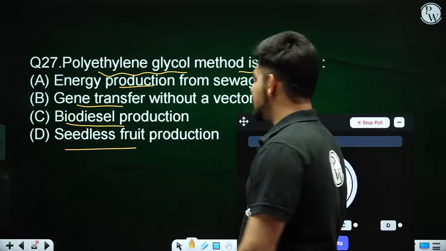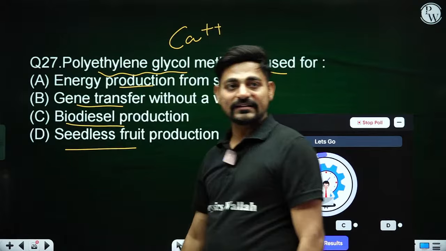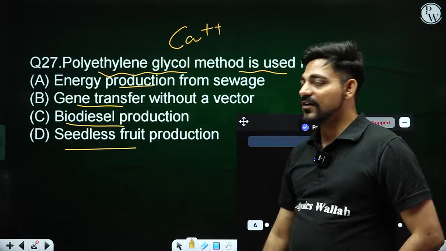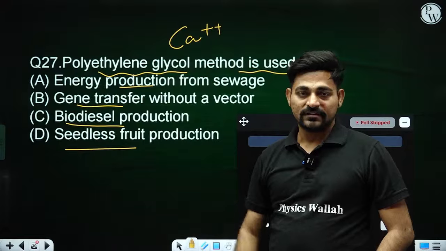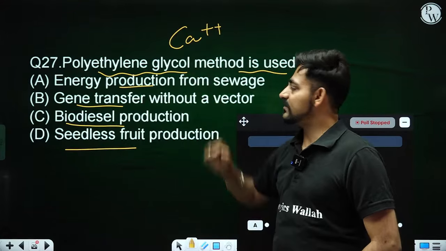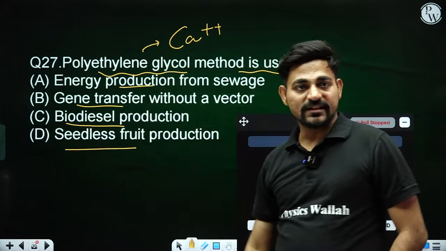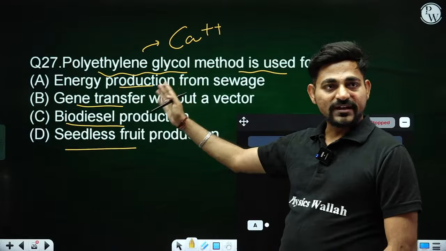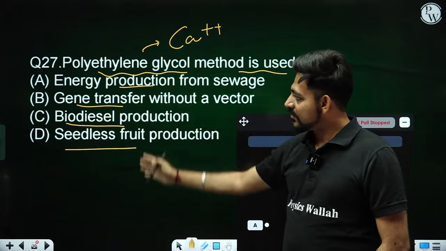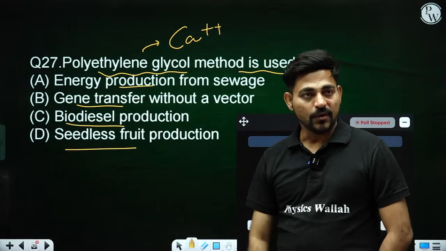Okay, so the answer is, along with divalent cation, polyethylene glycol can be used. Now you can give me a quick answer. This is the hint: sometimes polyethylene glycol is used along with divalent cation. Now can you write down your answer in the comment box? Can you guess the right one from these four options?